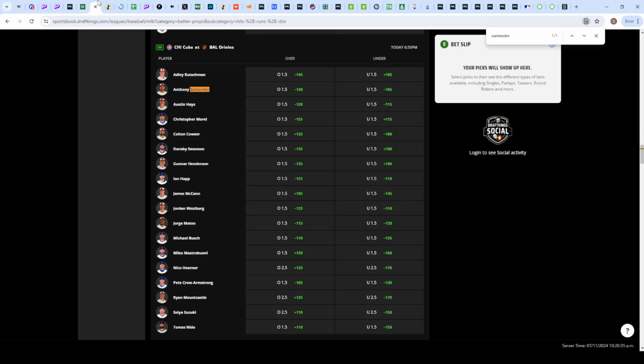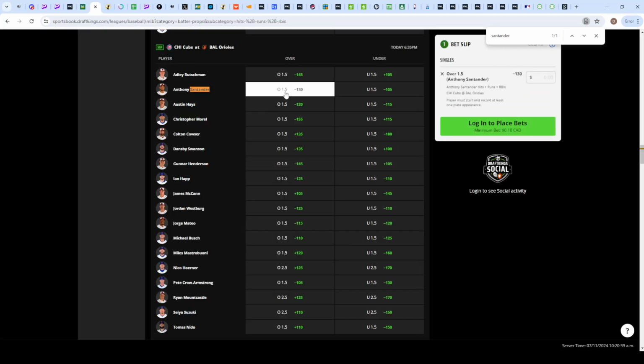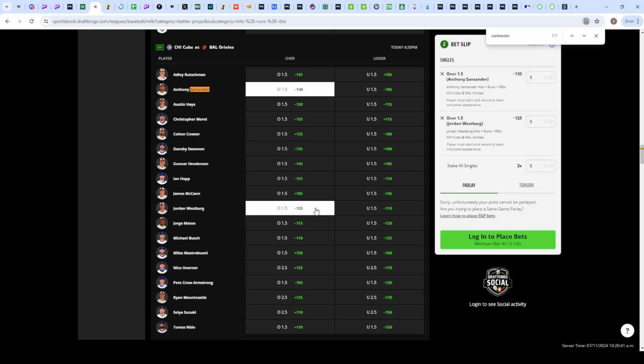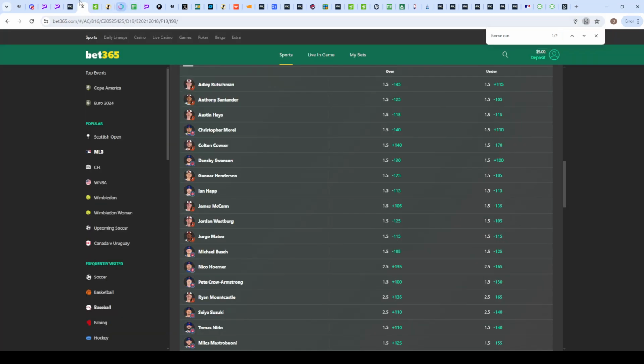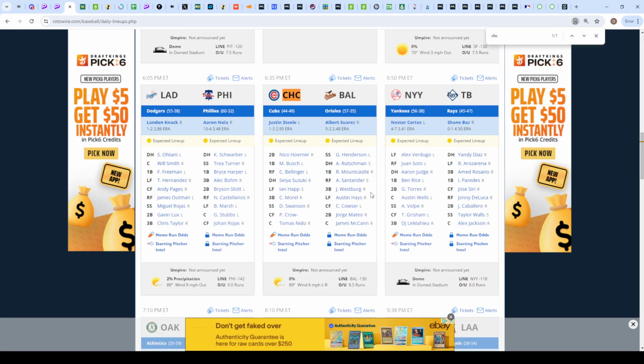And DraftKings also has the same odds or even better odds here. Santander at minus 130 towards the over, and Westberg minus 125 towards the over. So the general consensus on these players is that they are more likely to go over than under. And when you're stacking them up together in this lineup right here, 4th and 5th, it could be that Westberg's running in Santander. It could be that they're both getting hits and Hayes is running them both in. There's a lot of potential for both these guys to clear their lines together because they are right next to each other in that batting order.